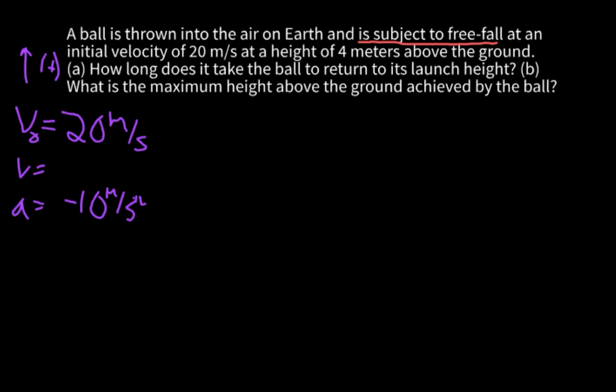The true acceleration on Earth is 9.81 meters per second squared, but on the AP exam you're going to be allowed to use 10, so we're going to use 10. We have an initial position of 4 meters above the ground, have not clarified a final position, and for part A we're looking for the time it takes the ball to return to its launch height.